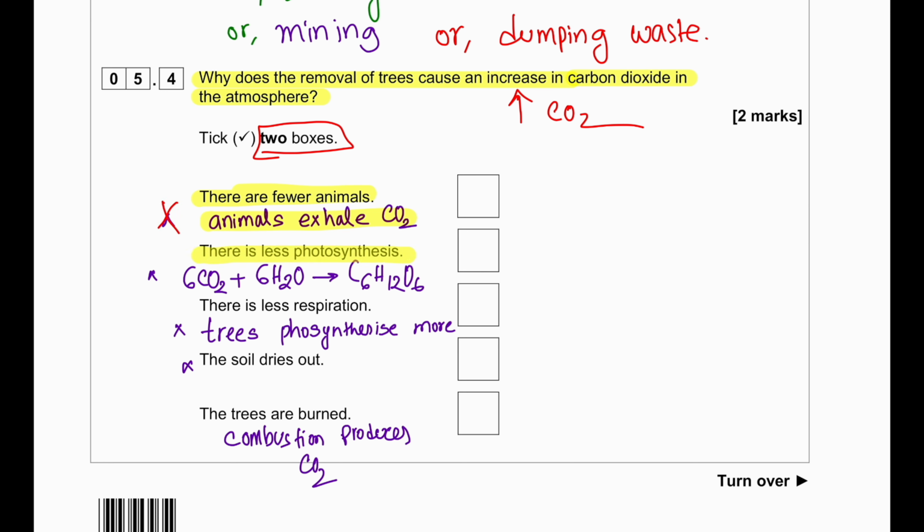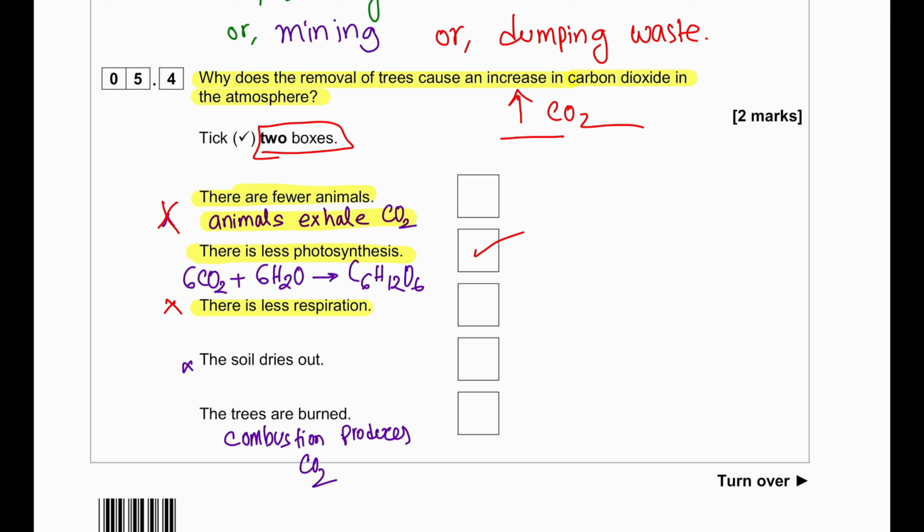There is less photosynthesis. Since photosynthesis absorbs carbon dioxide, if less photosynthesis occurs, then less carbon dioxide will be removed from the atmosphere. So this is a correct statement. There is less respiration. Since there is less respiration, then the amount of carbon dioxide cannot increase. So this point is not valid.